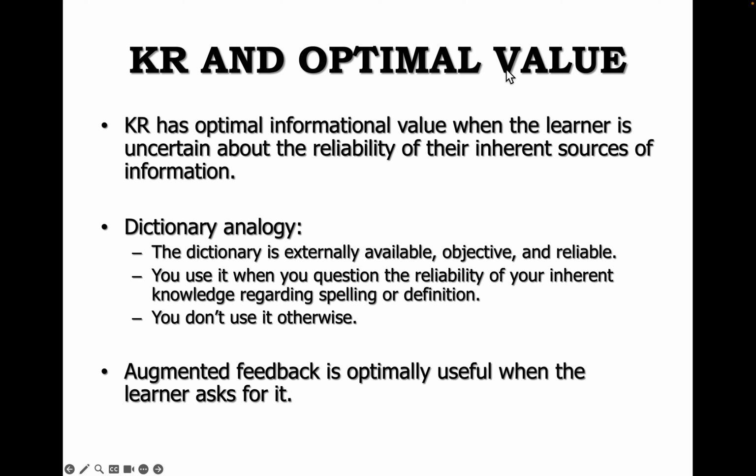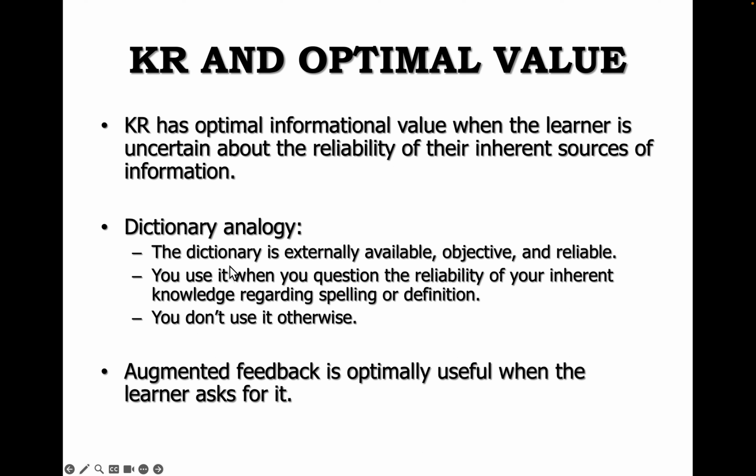Knowledge of results and optimal value. So again, as we talked previously, knowledge of results has optimal informational value, specifically when the learner is uncertain about the reliability of the sources of information. So where the learner or the athlete is getting their information, if the student or athlete is unsure about how reliable that person or source can be, that can be important. Here's a dictionary analogy.